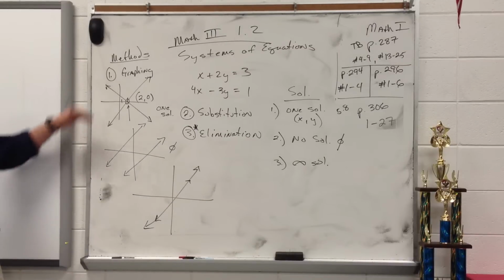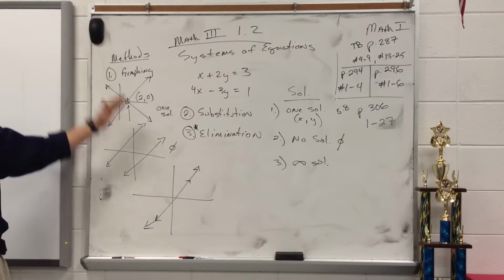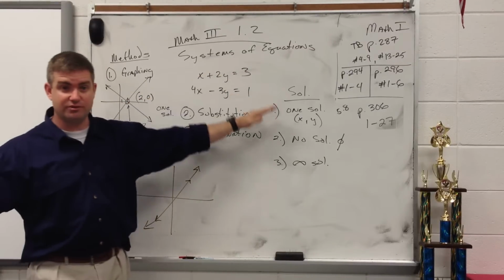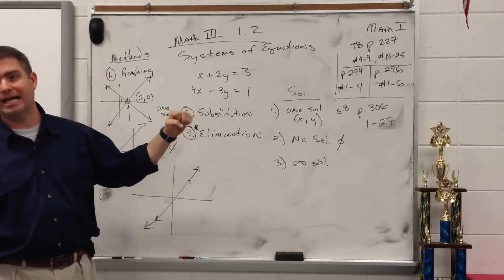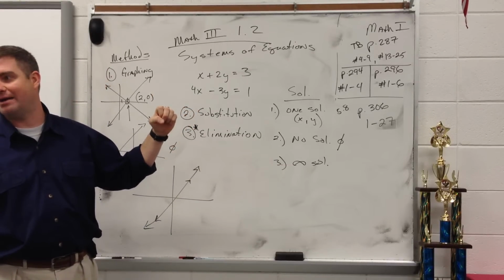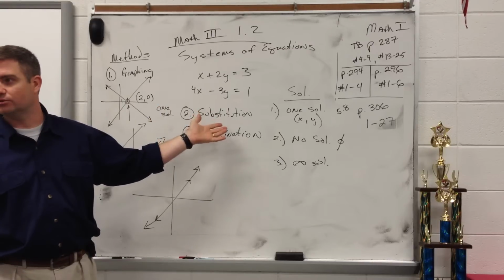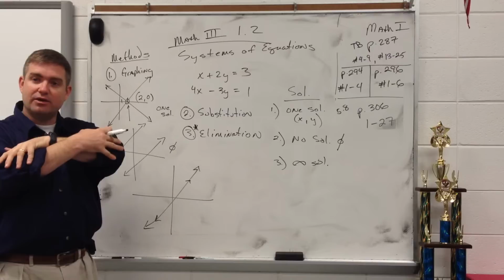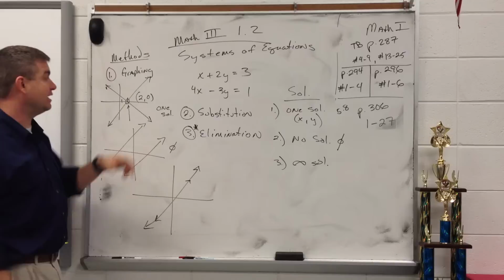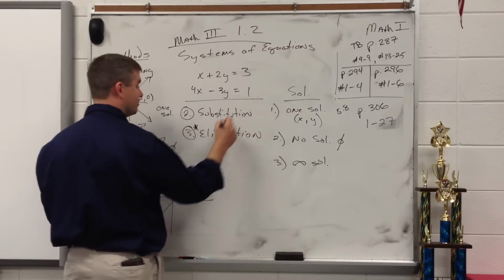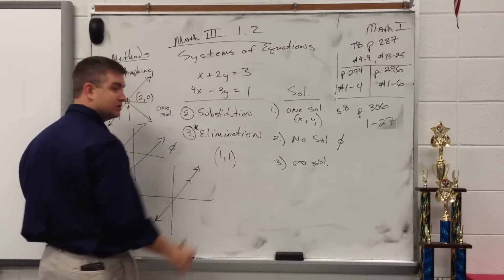All right? So how many methods do you have? 3 methods. How many outcomes do you have? 3 outcomes. What is the most common outcome? 95% of the time, what happens? You get one solution, right? The 2 lines intersect, and you get one solution, and it's a point. Could be 2, 0. In this scenario, believe it or not, 1, 1 works.